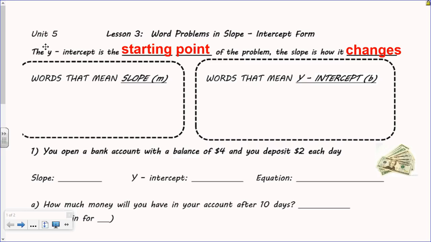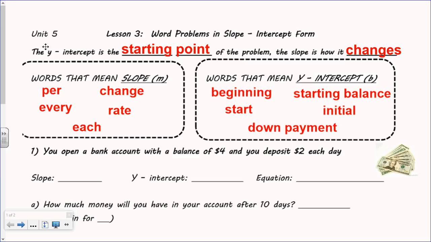So just to give you some helpful hints, these are some words that mean slope. Might not be all of them, but they are representative of things you see. So per, change, every, rate, each. So if you see those words, that indicates that whatever that's talking about will be the slope of your problem. The words that mean the y-intercept are words like beginning, start, starting balance, initial, down payment. So if you start seeing those words, that's where you're going to have your y-intercept.